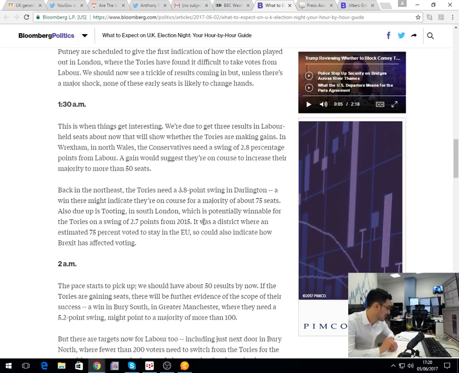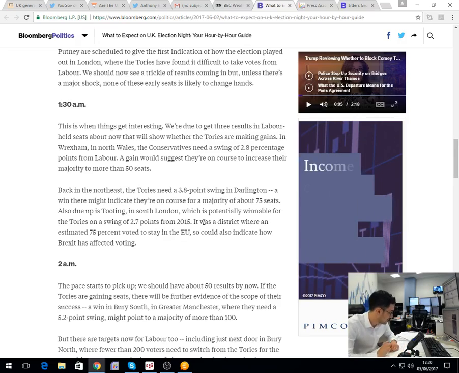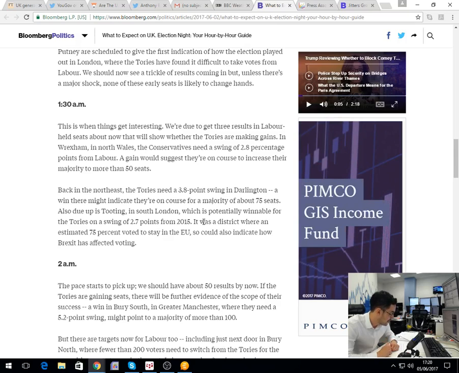This is a key one to look out for, is Wrexham in North Wales. The Conservatives need just a swing of 2.8 percentage points from Labour. Again, would suggest they're on course then. It'll be one of the first swing areas to suggest whether they're on course to increase their majority to more than 50 seats at that point, given the ones that are more expected to go their way up until there. Back in the northeast, the Tories only need a 3.8 point swing in Darlington as well, and that's coming between 1:30 and 2.